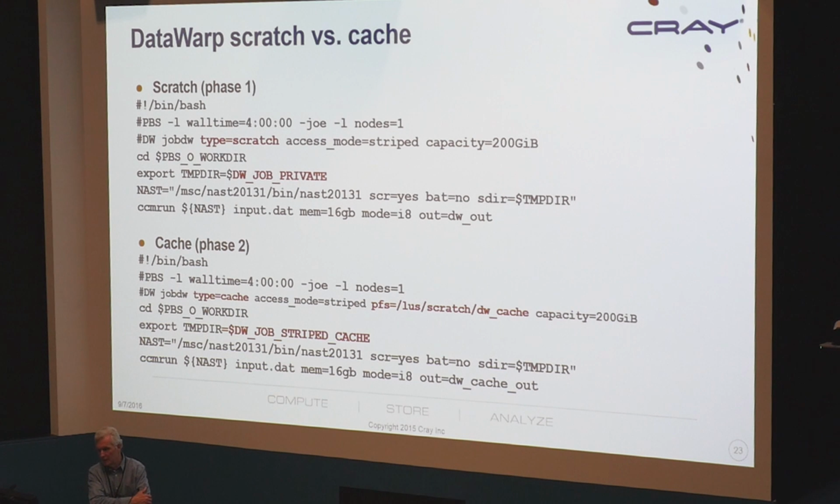Here's an example of a run using it for scratch and as cache. The main difference is you specify type equals scratch. The PFS basically says where is my information located, and then what will happen is the DataWarp services actually return a pointer that you use when you read and write, so it then goes to the appropriate DataWarp nodes and then eventually out to the file system.